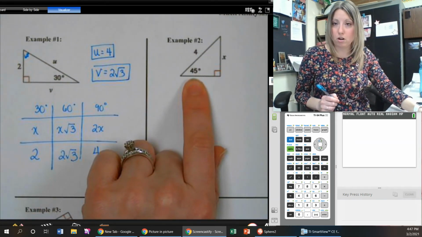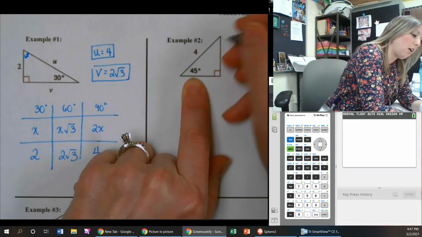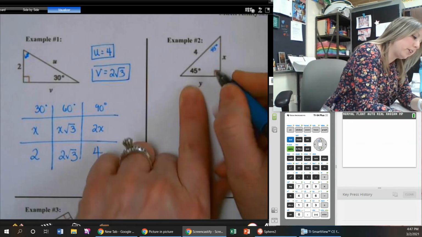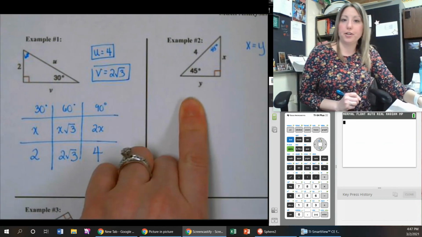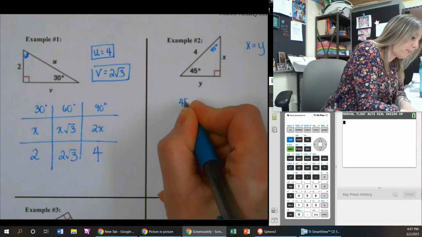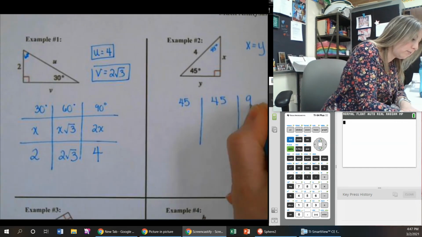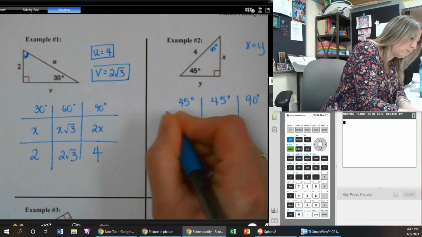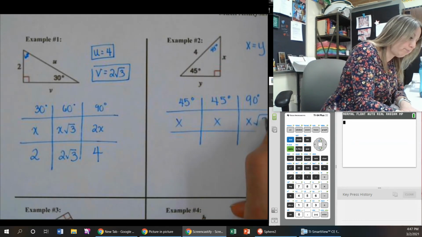We know this is a right triangle. We know one angle is 45 degrees. That leaves the other angle to be 45 degrees. That means that x and y are equal to each other here. So the table here is 45, 45, 90. x, x, x radical 2.